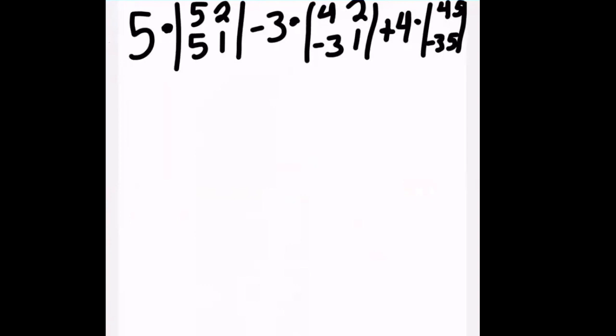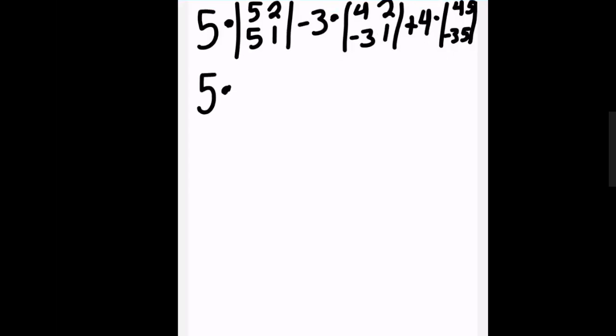Okay, so we have 3 2 by 2 matrices. So what we're going to do is 5 times, remember the formula for a 2 by 2 matrix. Let's just rewrite that over here. So the determinant of a 2 by 2 matrix.